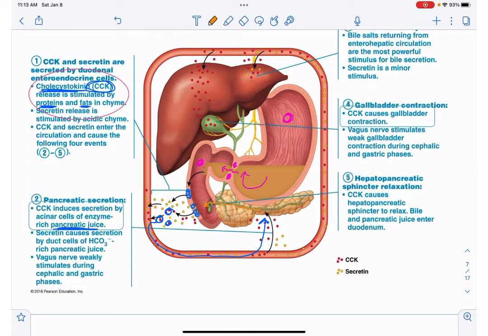And why is this important? How does this match up? Well, pancreatic juice is going to contain all sorts of digestive enzymes, including proteases that are going to break down proteins and lipases that break down fats.